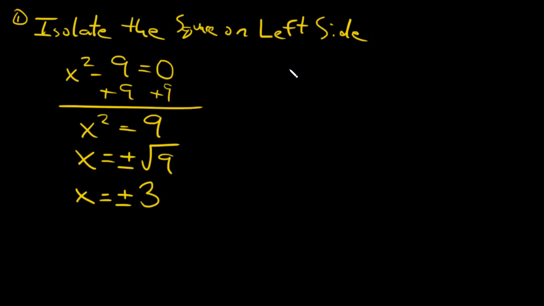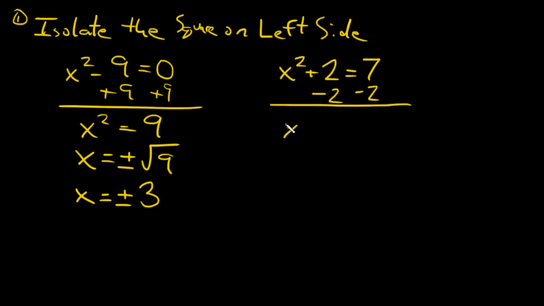Okay? So let's do another one. X squared plus 2 equals 7. I need to isolate the square on the left side. So minus 2, x squared equals 5. Now that it's isolated, I take the square root of both sides.